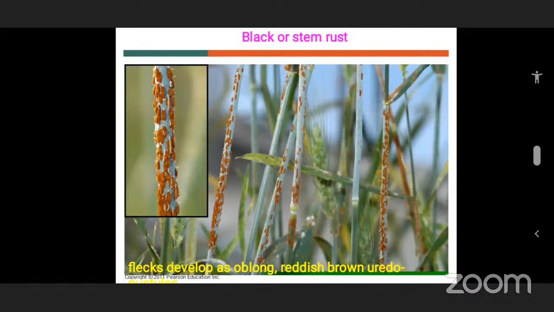So why is it called black stem rust disease? Mostly because the disease occurs on the stem portion of the plant, when you compare it with the remaining rust diseases in wheat.